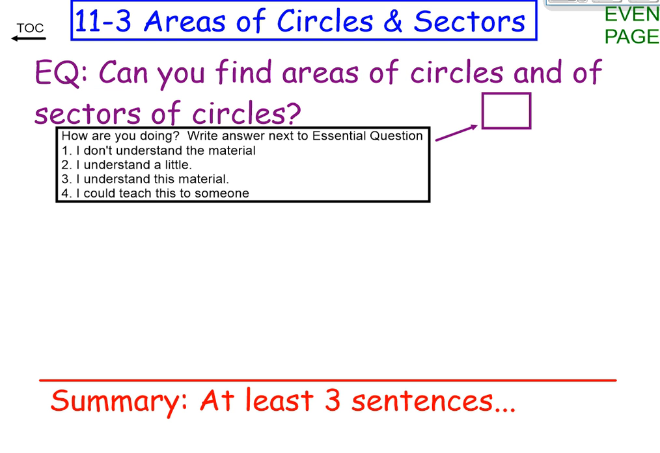We've done perimeter of circles in the last chapter, and we also did the arc length, which was a piece of the circumference. So when we do areas of circles, it'll be just that area formula you're used to. And then sectors will be a piece of that, or a piece of pie.